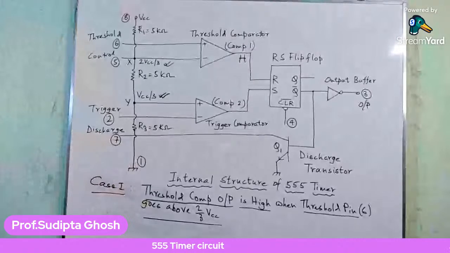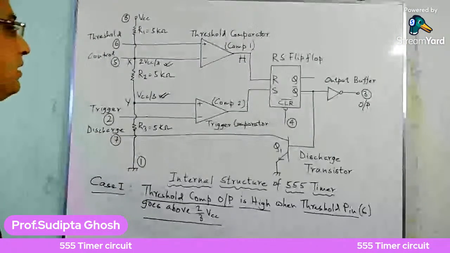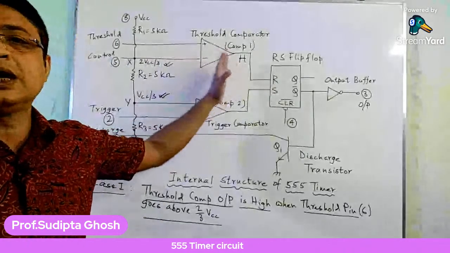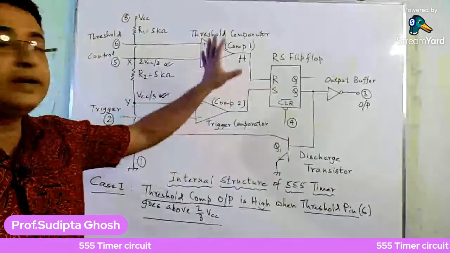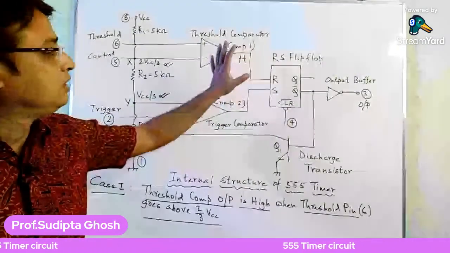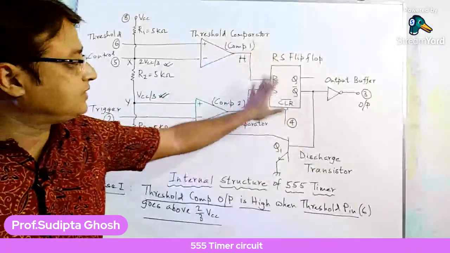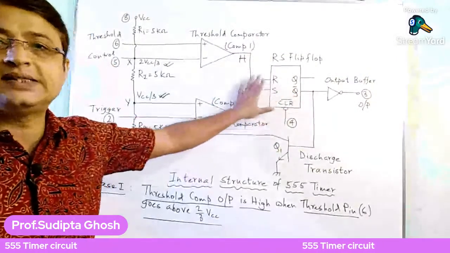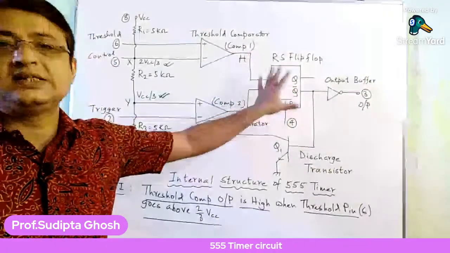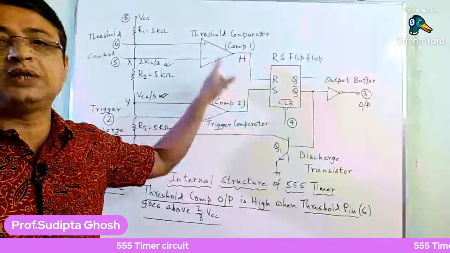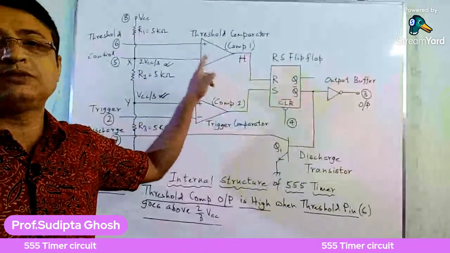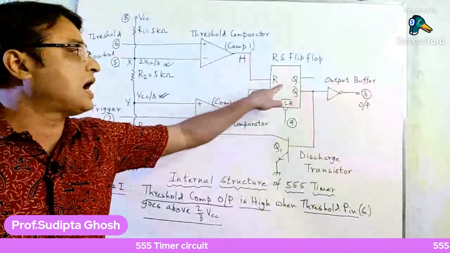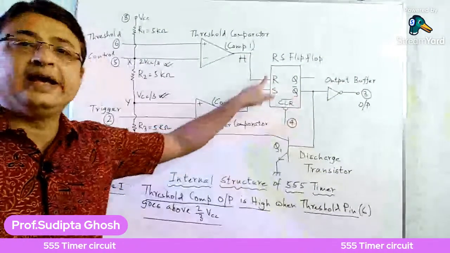Now, we have already come across that the threshold comparator goes high. So where does the output go from this? The output is connected with the R input, that is the reset input of the RS flip-flop. So the output of the threshold comparator is connected with the reset input, or the R input, of this RS flip-flop.